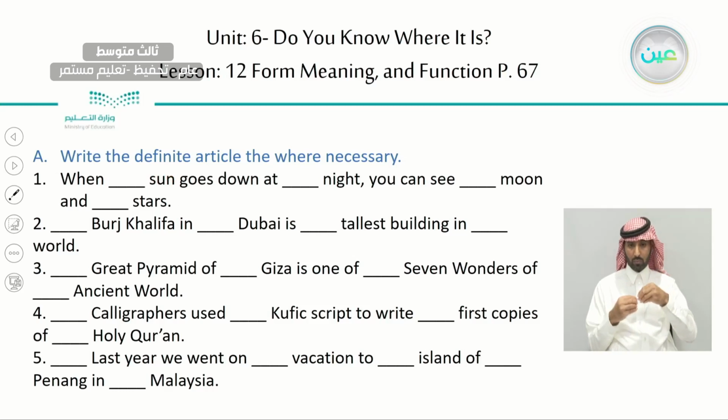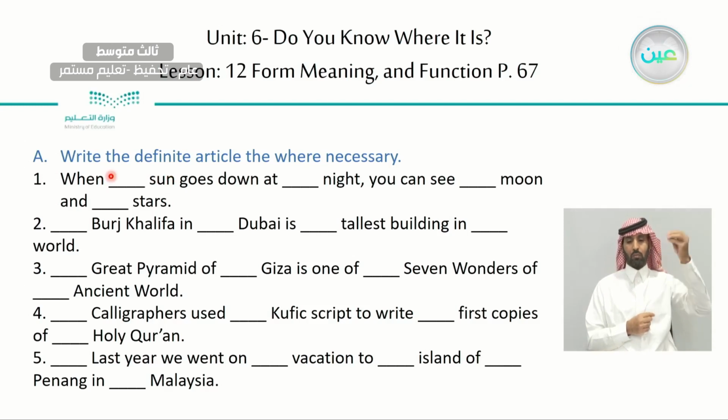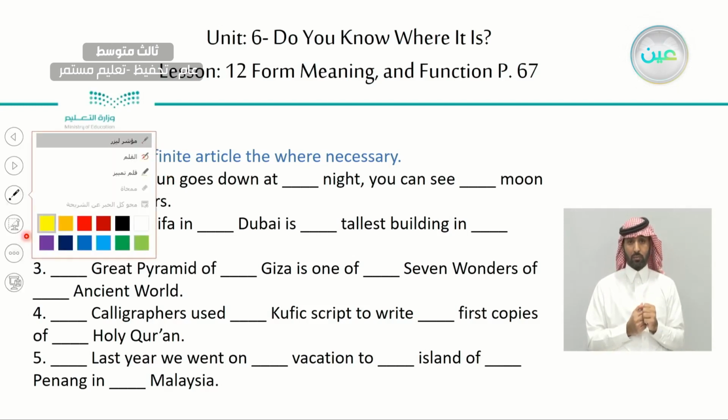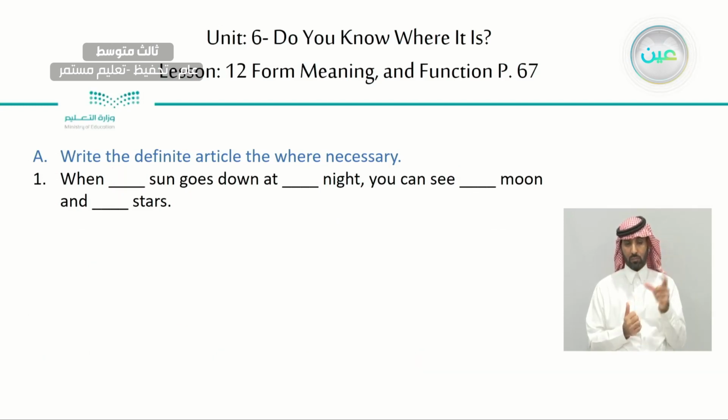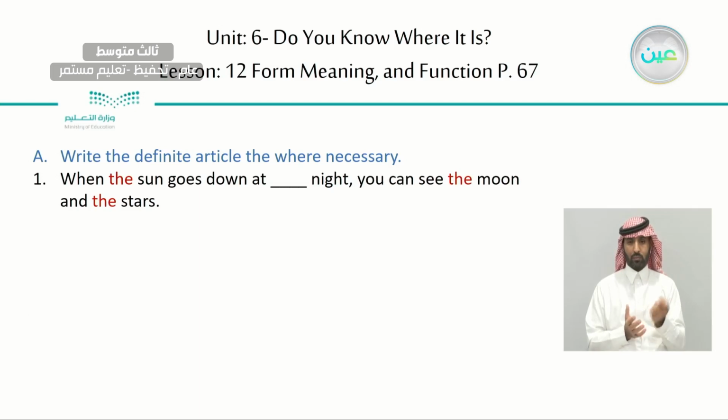So we said sun is a unique statement. Do we add the? Yes. So here we have to write the. Right? The sun goes down at night. Can I say the night? No. Here I don't write anything. You can see the moon and the stars. So here you write the, and here you write the also. Okay? This is for the first one. We write the here, and the only place we don't write the is here. We don't write anything.